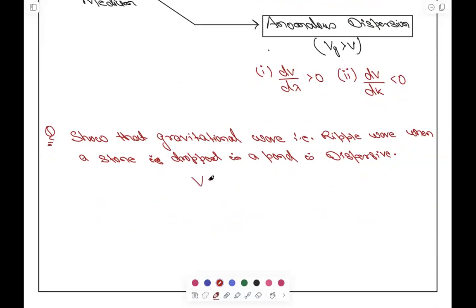You will be needing the V now. V is root under g, acceleration due to gravity, lambda upon 2 pi. Giving you 2 minutes. Solve.